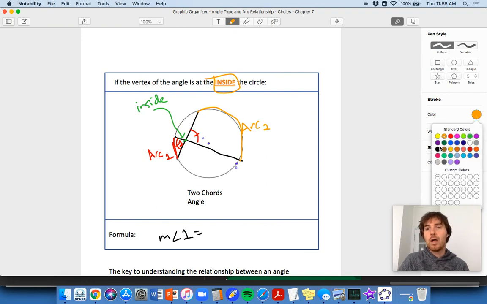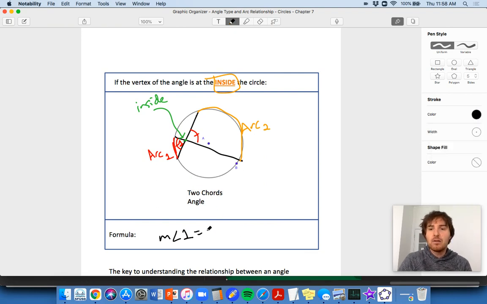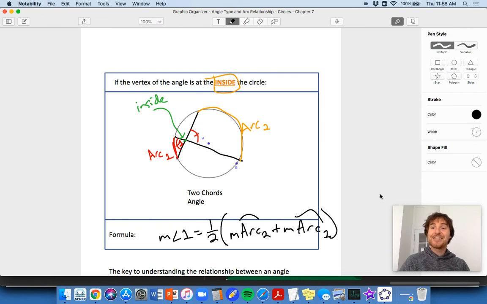So the measure of angle 1 is simply going to equal the average of them. So what do you do to average 2 numbers? Well, you take half of their sum. 1/2 times the measure of arc 2 plus the measure of arc 1. It doesn't even matter if arc 2 or arc 1 goes first. And there we have it. We have our final formula right there.